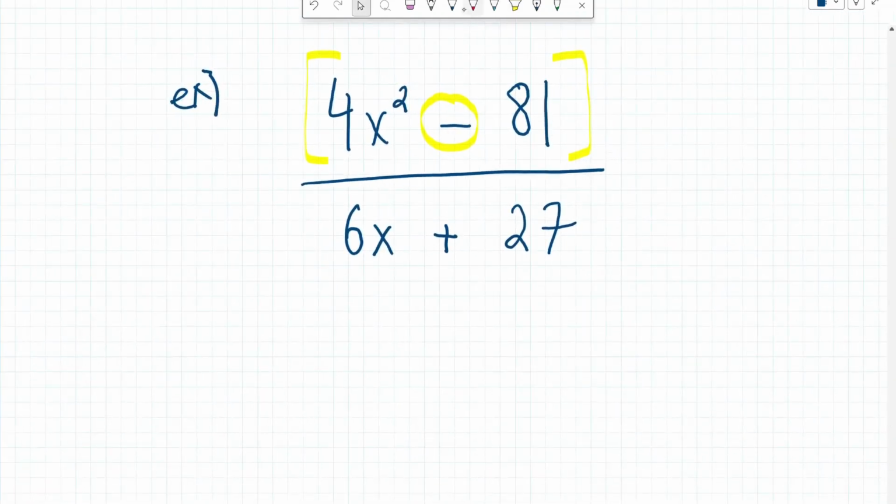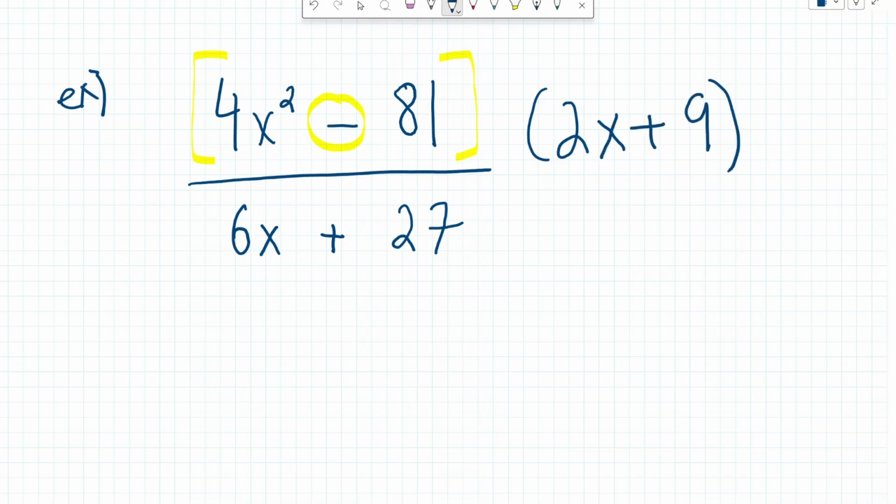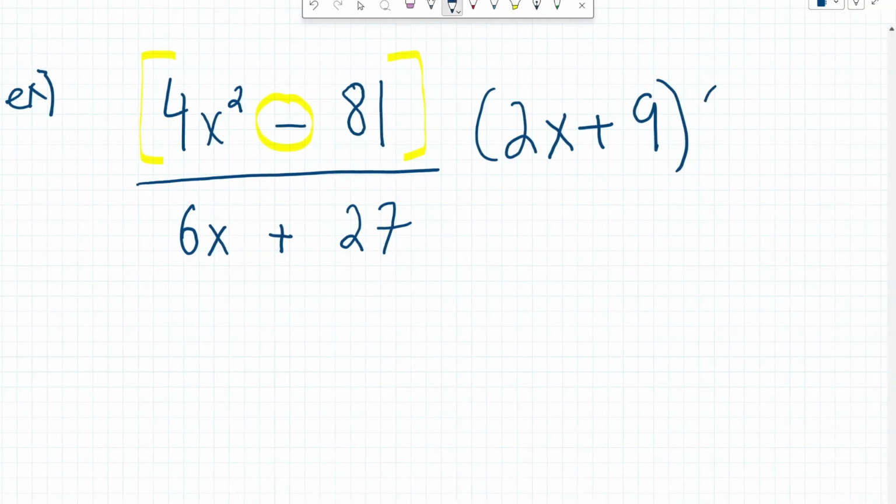But since we have identified that this is a difference of squares, we can factor this as 2x plus 9 multiplied by 2x minus 9. Because the square root of 81 is 9, and then the square root of 4x squared is 2x. So we have successfully factored the numerator.